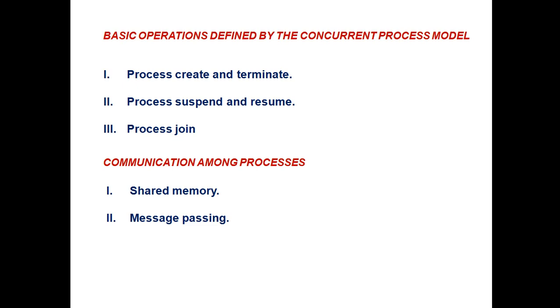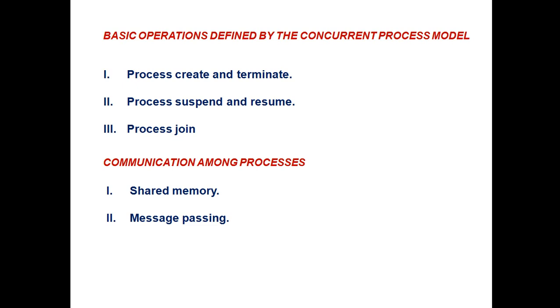Now we go to the next point, where we will understand the basic operations defined by the concurrent process model. The basic operations that we will describe are process create and terminate, process suspend and resume, and process join. The communication among processes is by shared memory and message passing. We have already described what shared memory and message passing are, and what complexities occur, such as deadlock, and all these things we have already covered.